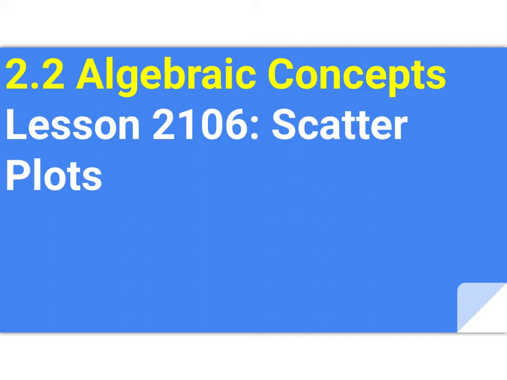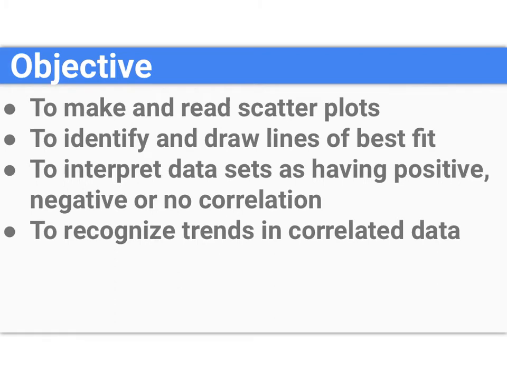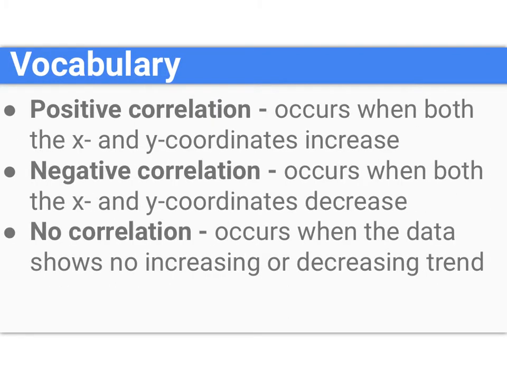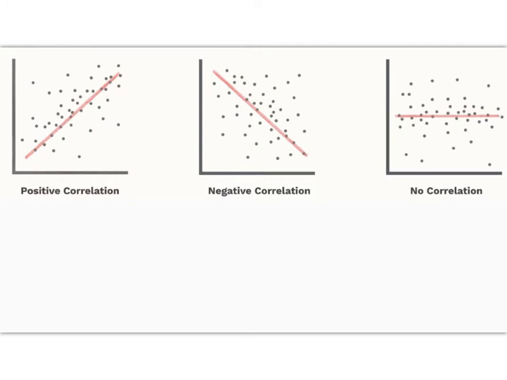Welcome to Lesson 106 of Algebraic Concepts, or overall Lesson 2106, Scatter Plots. Here's our objective, our vocabulary. Please take the time to read over these things. So here's what it looks like. Positive correlation, negative correlation, no correlation.